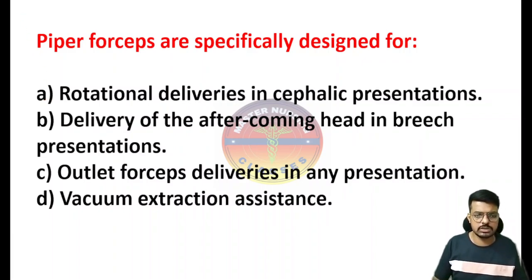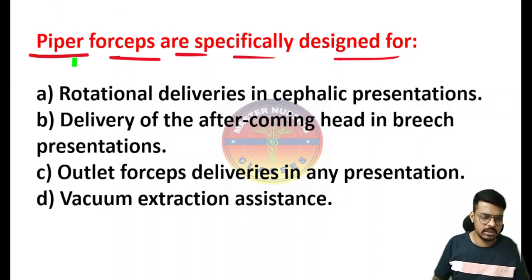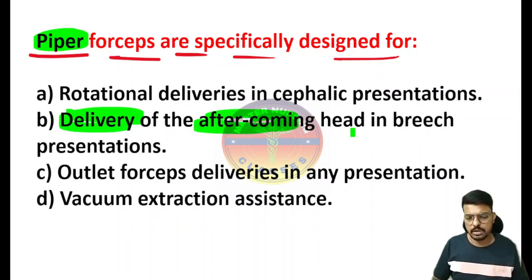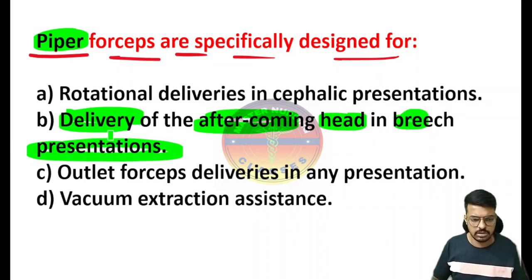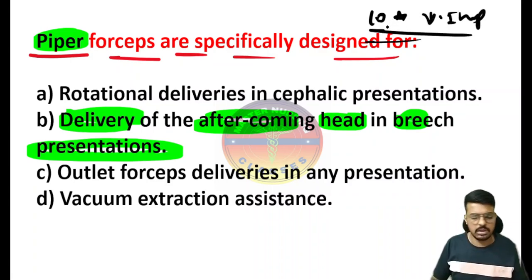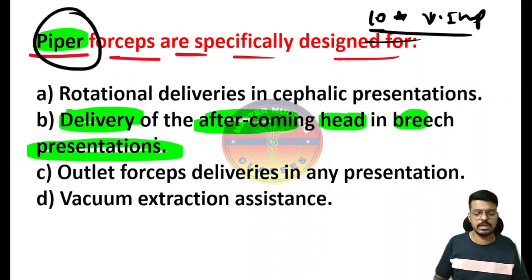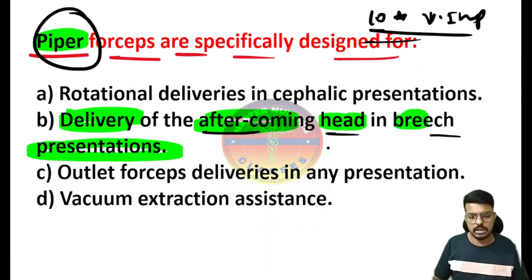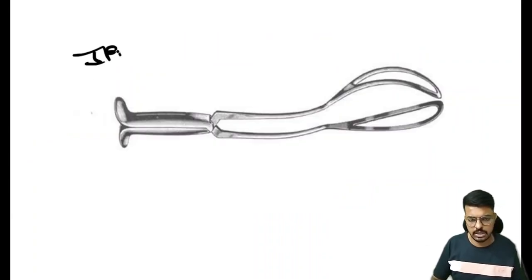Then the other technique we have here is the Piper's forceps, which are specially designed for the purpose of delivery of the after-coming head in the breech presentation. So this is a 10-star very important question. Which forceps can we use to deliver the after-coming head in the breech presentation? That is the Piper's forceps, the single most important forceps. So this is the image of the Piper's forceps. They can ask in the exams.